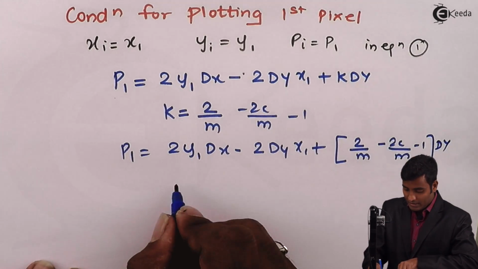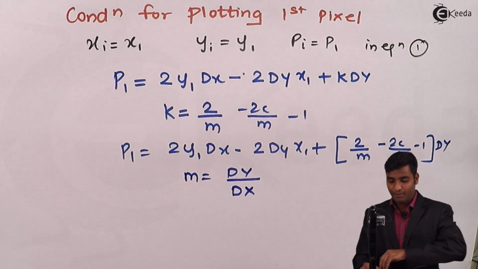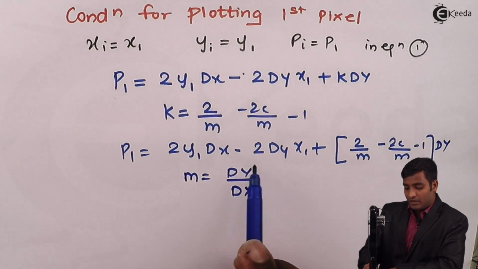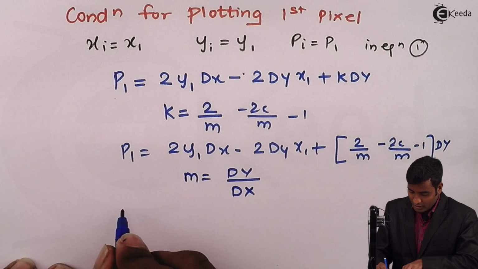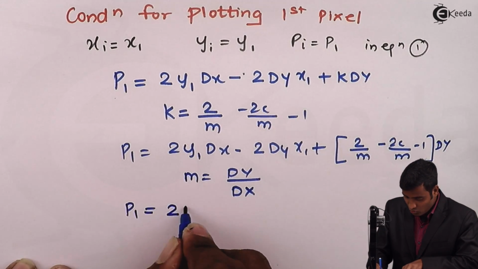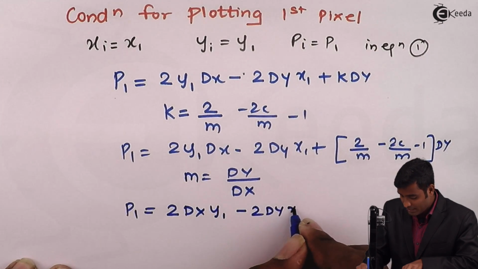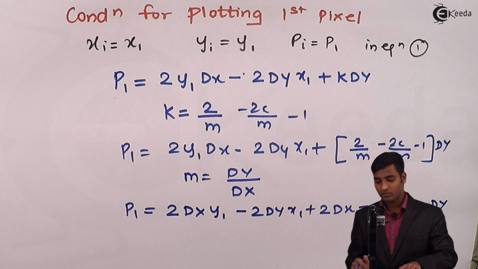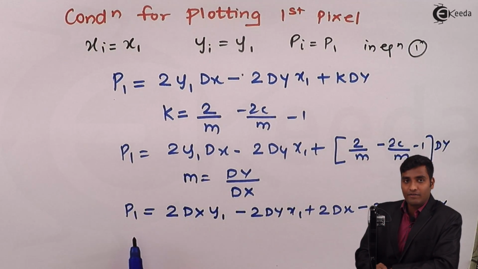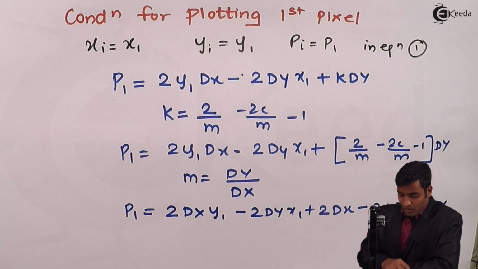And we also know that m is equal to dy by dx. So I will replace the value of m wherever m is there by dy by dx. So I will get the corresponding value of p1 as 2 dx y1 minus 2 dy x1 plus 2 dx minus 2c dx minus dy. So this is the equation which I got after replacing the values of k and m.